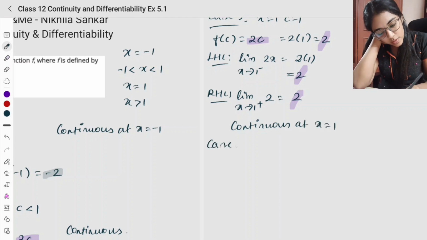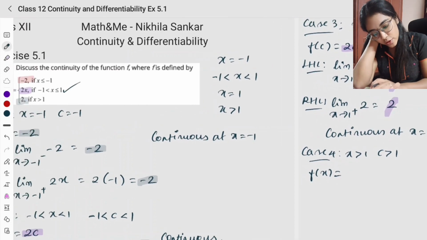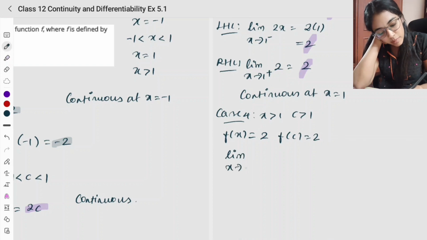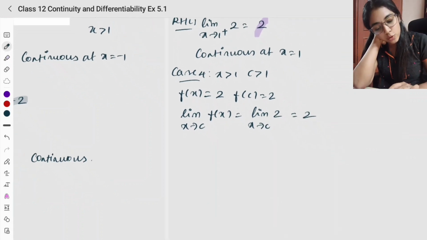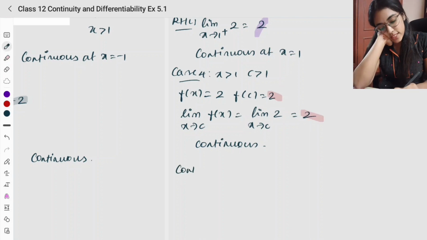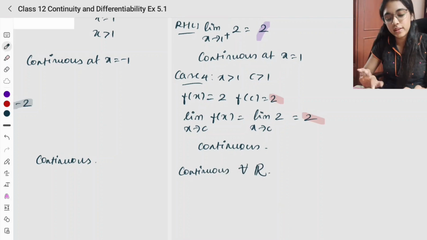What is my fourth case now? Case 4, x is greater than 1, which means c is greater than 1. What is my f of x? F of x na enna artham? It is going to be simply 2. Appo f of c is also going to be 2. What is my limit? Limit x tends to c of f of x, which is going to be limit x tends to c of 2. When I take 2 outside the limit, I'll be left with 2. So what do I see? It is continuous. Rendu value 2 illaya? Continuous. You see that here is a 2, here is also a 2. So it is continuous everywhere. Continuous for every real number. Okay, please copy.